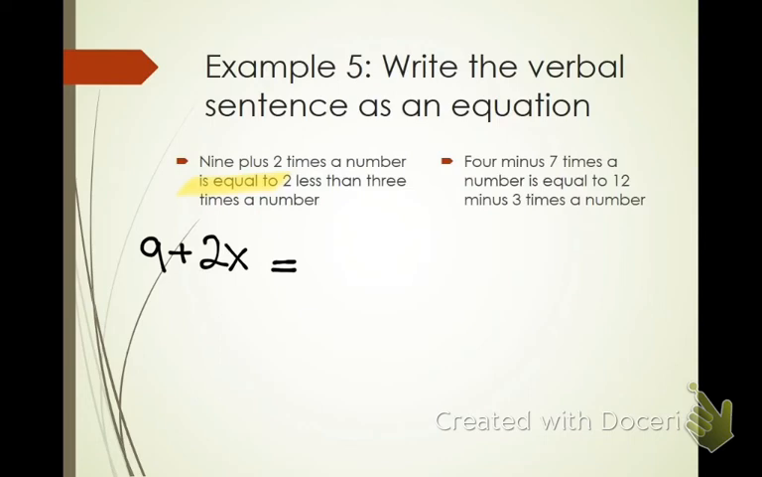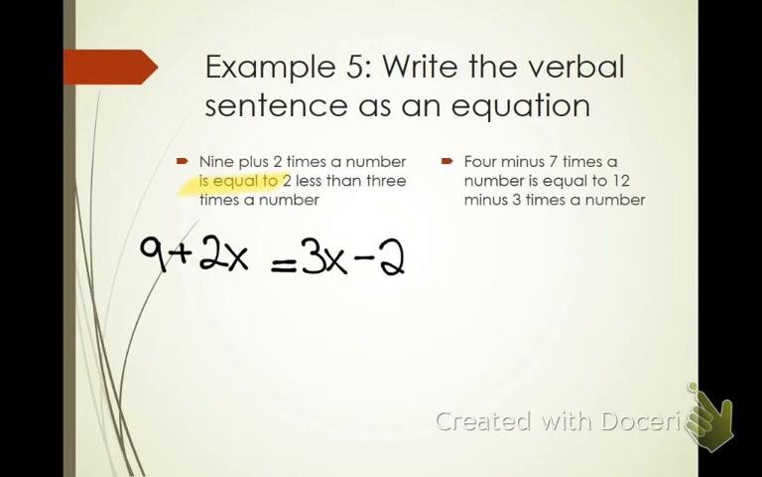Does anybody remember, and it's been a while since we talked about this, what happens with the words less than and fewer than? The word than, what happens with that, Julia? You switch the order. So now instead of it being 2 minus 3x, it's going to be 3x minus 2. And that's only because you see the words less than. I'm taking it from that number. So 3x minus 2.